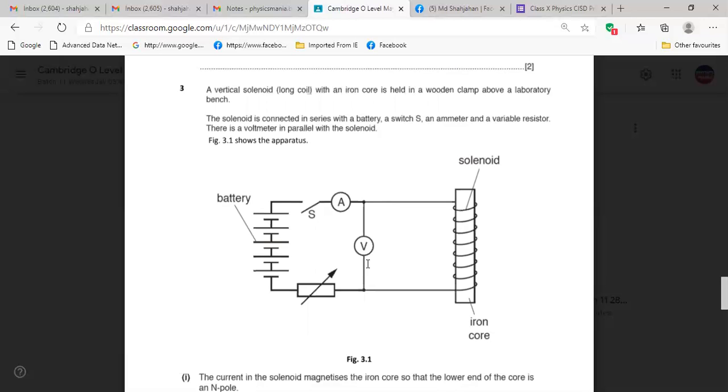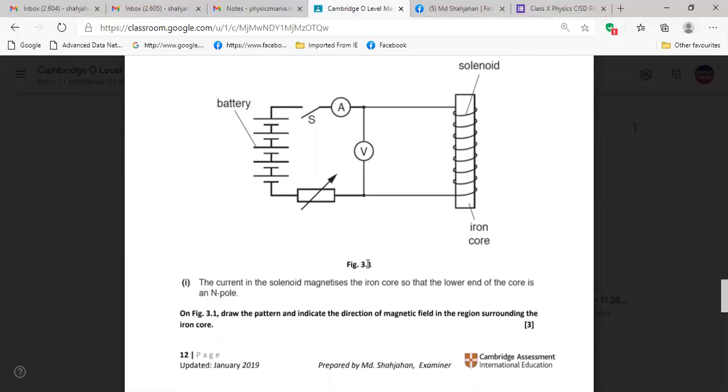The current in the solenoid magnetizes the iron core so that the lower end of the core is a north pole. On figure 3.1, draw the pattern and indicate the direction of magnetic field in the region surrounding the iron core. So you first see, they said on figure 3.1, draw the pattern and indicate the direction of magnetic field in the region surrounding the iron core.